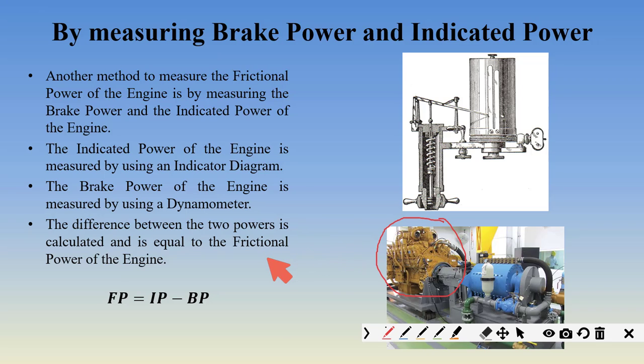And using these powers, indicated power, thermal power, brake power, and frictional power, we can calculate the various engine efficiencies such as brake thermal efficiency, indicated thermal efficiency, and mechanical efficiency. Using these efficiencies, we can check whether the performance of the engine is as required or not. So that was the point of this entire module.